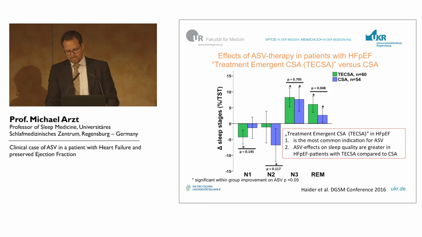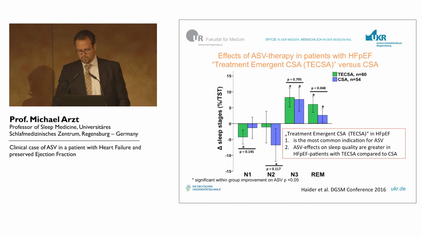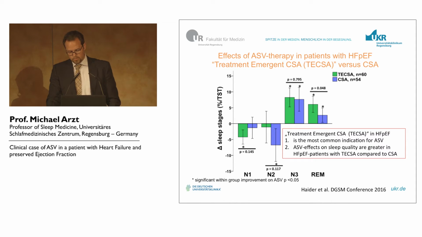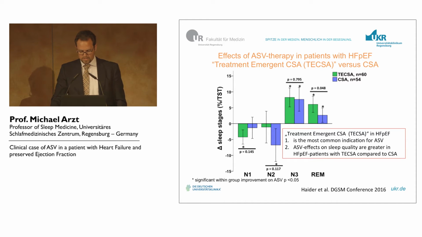So treatment emergent CSA in heart failure with preserved ejection fraction is probably the most common indication for ASV, and the ASV effects on sleep quality are greater in heart failure patients with preserved ejection fraction with TE CSA compared to CSA. So this is the most common target population, and I think we can do better in these patients.